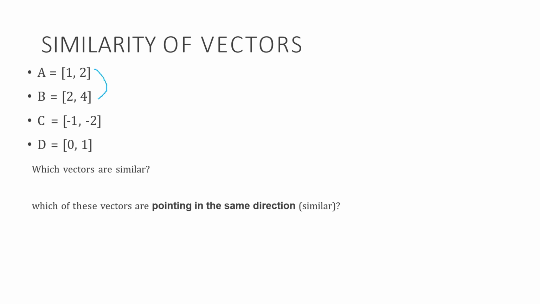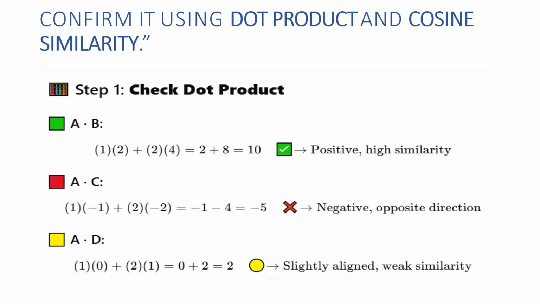So how will you check? You'll first find A dot B. You check whether A and B are similar. Then you check whether A and C are similar. Then you check whether A and D are similar. Then you can check whether B and C are similar. Okay, and then you can check whether B and D are similar. And after that, you can check whether C and D are similar. Okay, these many steps you have to do, using both cosine similarity as well as the dot product. You have to check it.